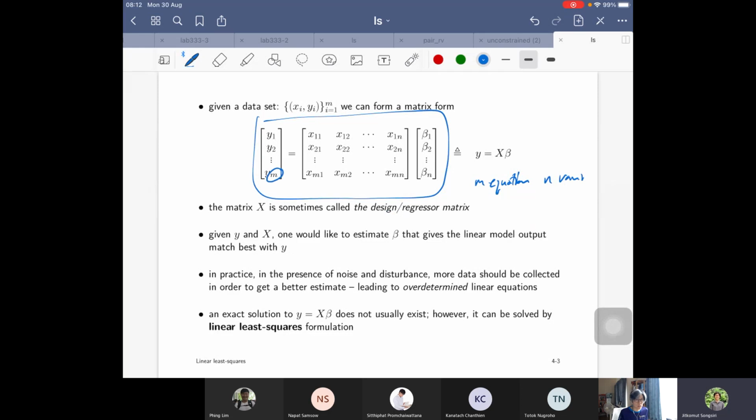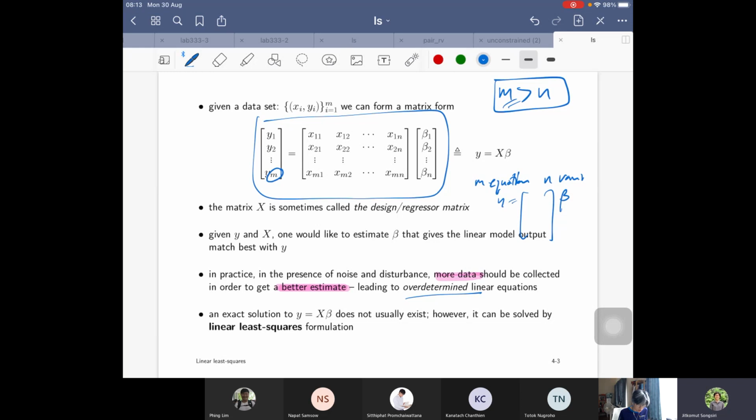We're going to see later that in terms of estimation, you would prefer to use more data. More data will allow you to get a better estimate. I leave the statement here for now, but we will see the supporting reason later. So usually we end up with the case of a tall system, because you tend to have more equations than variables. That is called an overdetermined linear equation.